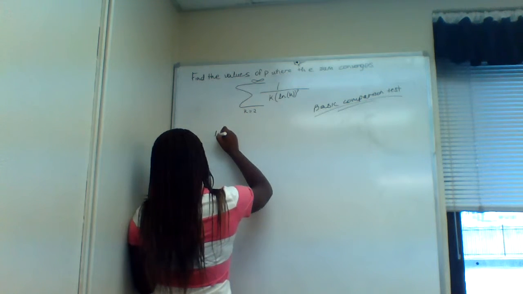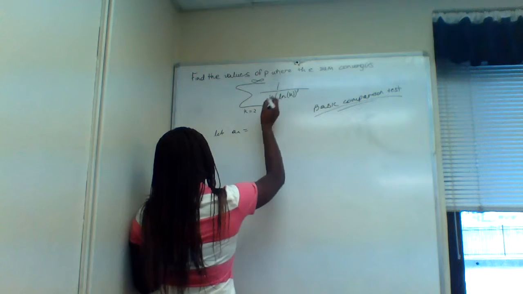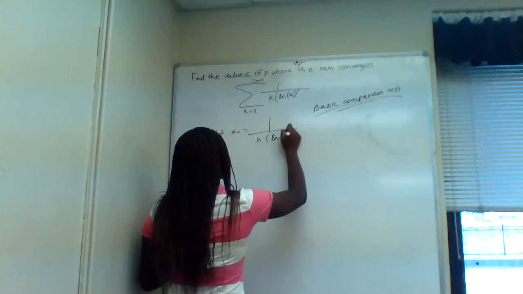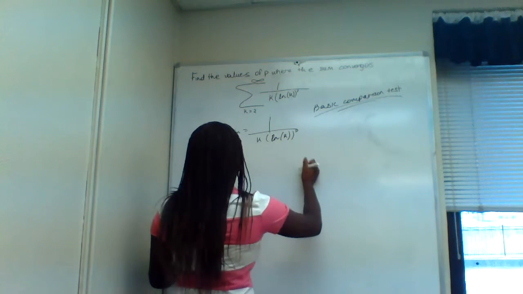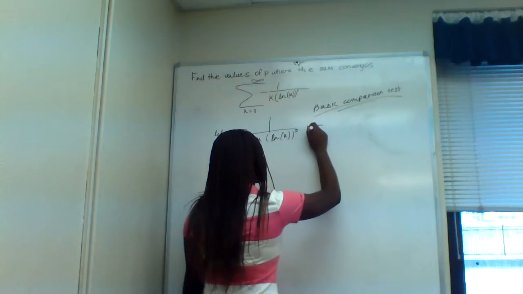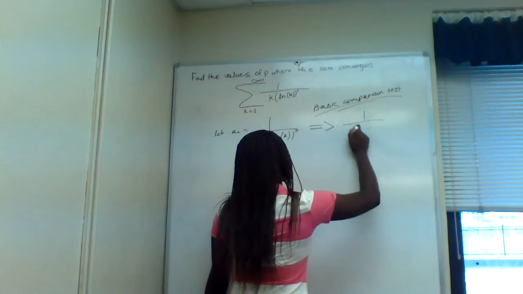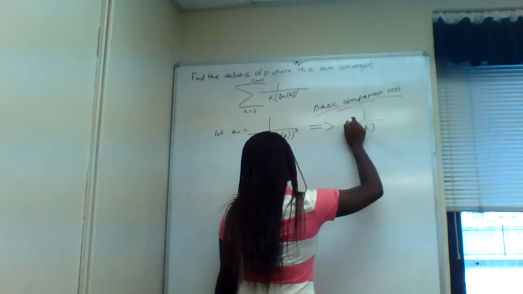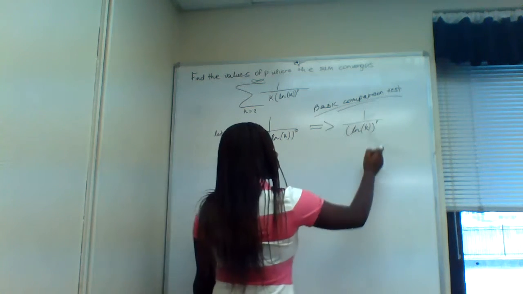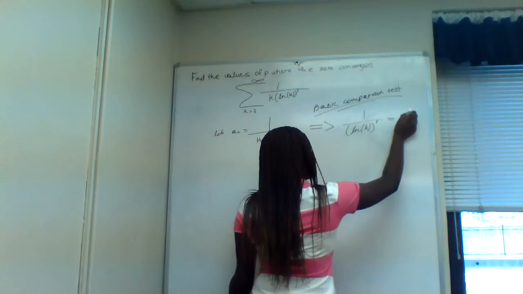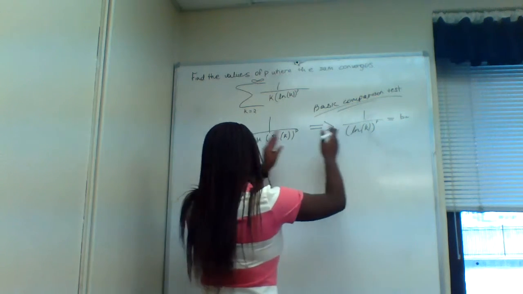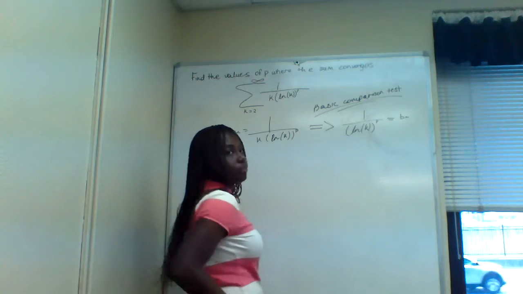Let a of n be 1 over k ln of k. A similar function to this would possibly be 1 over ln k, and we set this to be b of n. Now, first we have to figure out whether this is bigger than this, or vice versa.